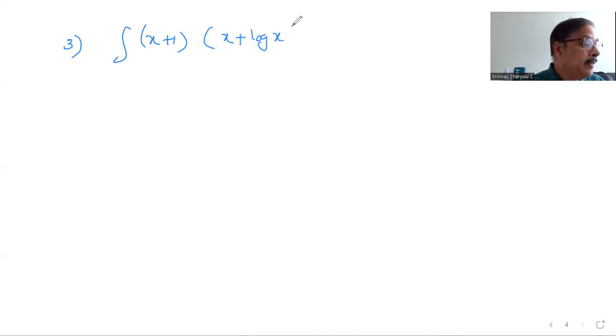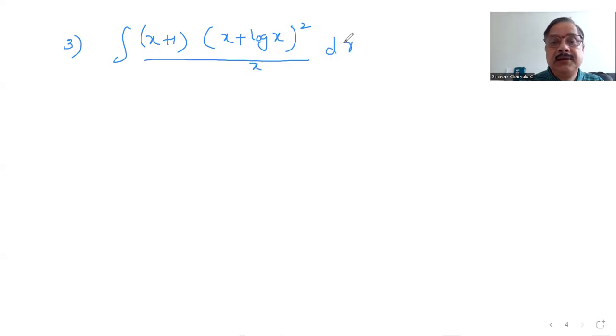Next, another important sum you see here. Question number 3. Integral x plus 1 over x plus log x, whole square, whole thing divided by x dx. So let us apply substitution now. Put x plus log x is equal to t.